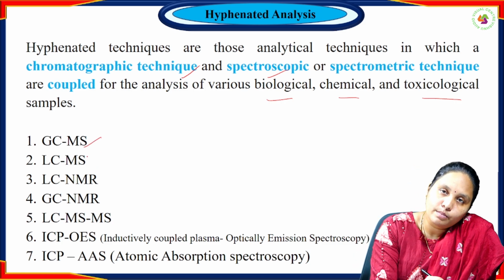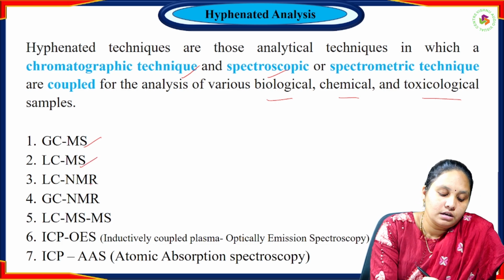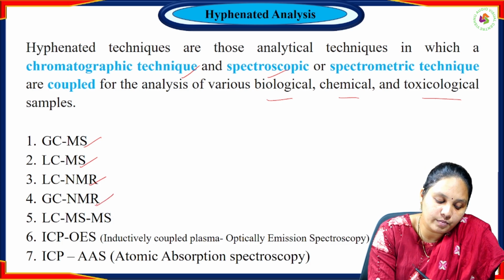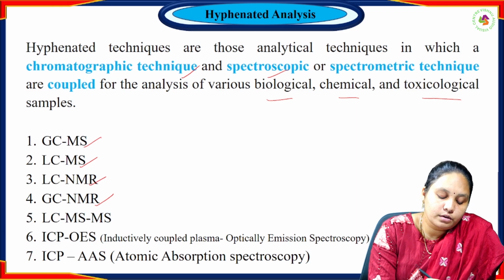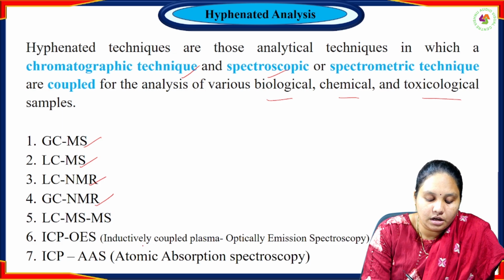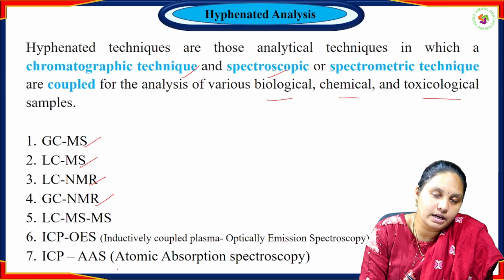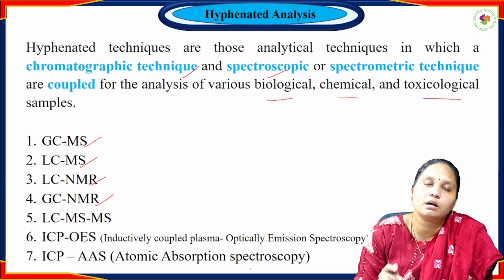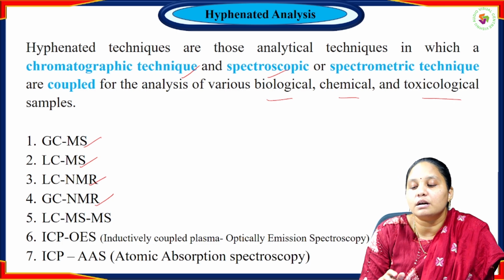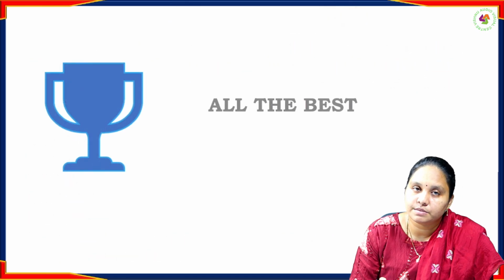GC-MS, gas chromatography and mass spectroscopy. Here we are coupling two different analytical methods, and also LC-MS, LC-NMR, and GC-NMR, nuclear magnetic resonance equipment, along with gas chromatography, liquid chromatography, and mass spectroscopy, and ICP-OES, inductively coupled plasma optical emission spectroscopy, and ICP-AAS, atomic absorption spectroscopy. These are two different methods combined. By using two different methods, we are identifying the analyte present in biological, chemical, and toxicological substances. This is about the pharmaceutical analysis subject introduction.